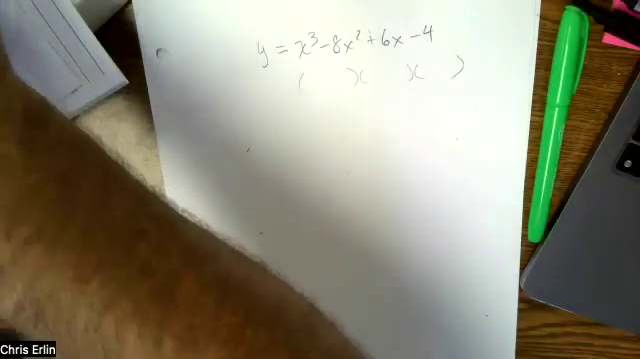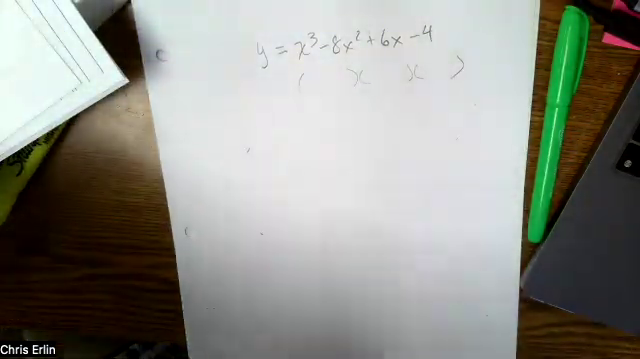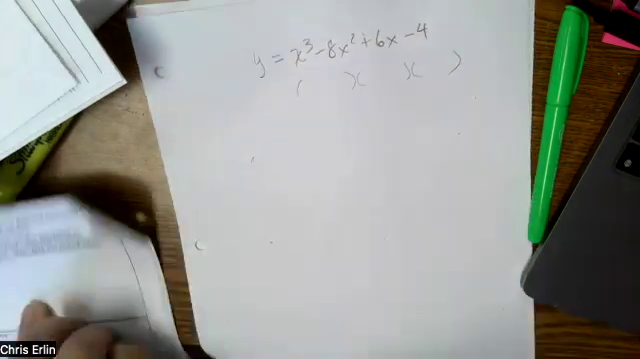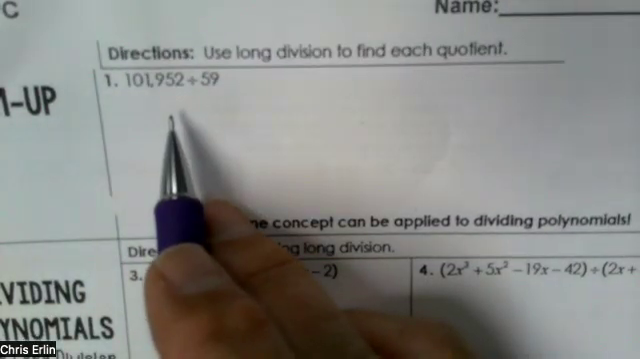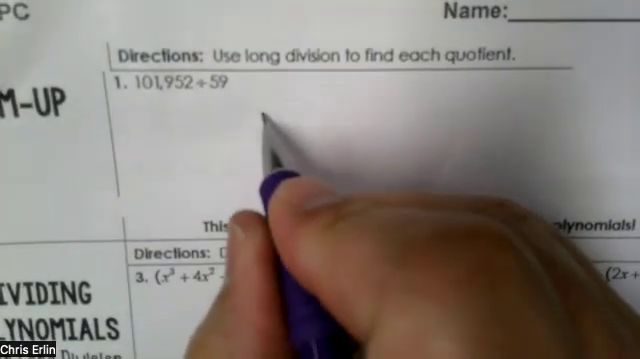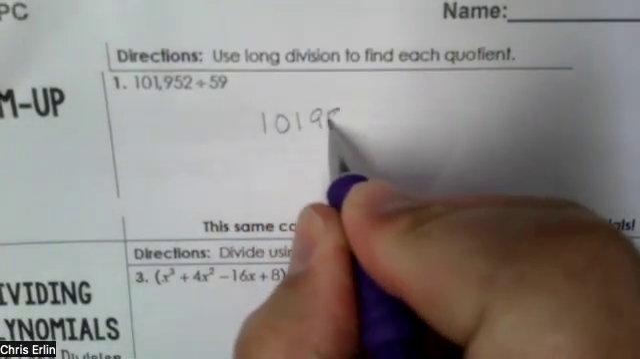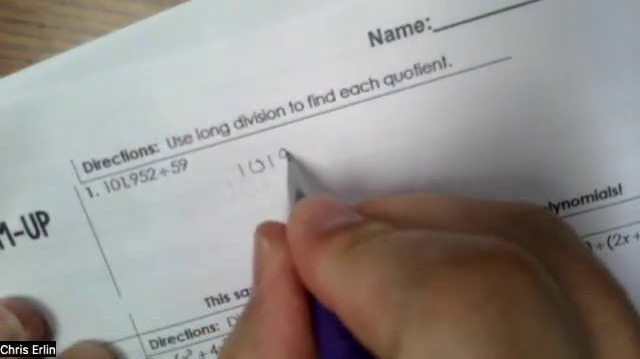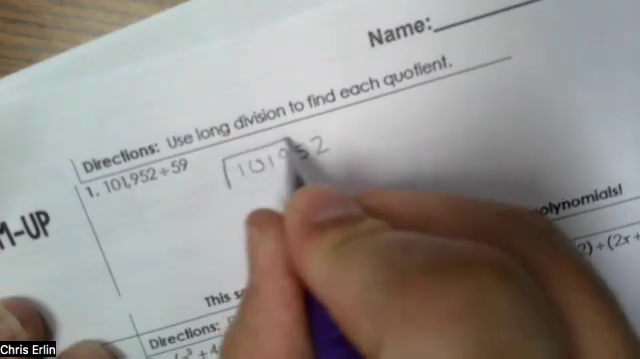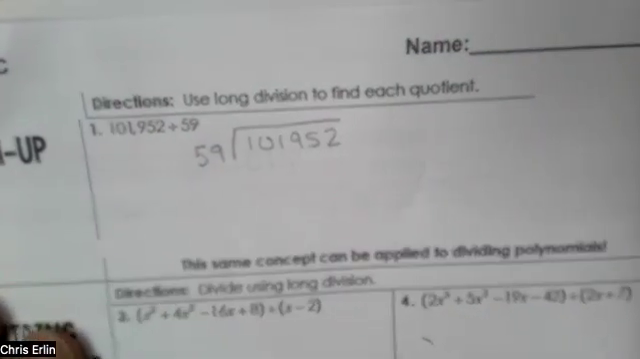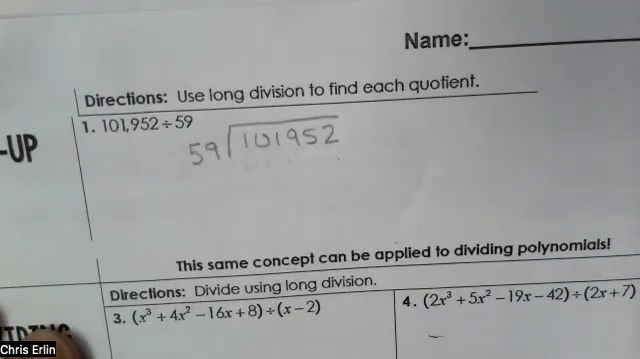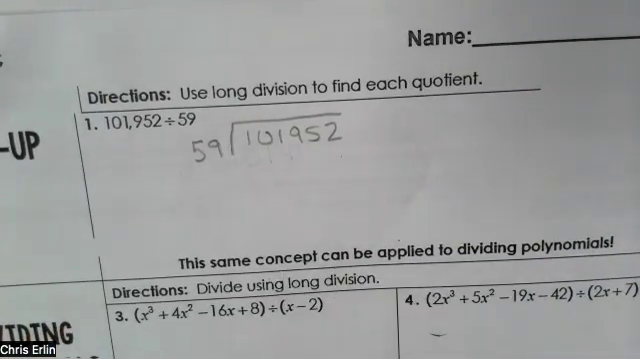So take a look at what I've given you today. And let's make sure we know how to divide. Do you remember how to divide? Long division. So I'm going to express this as 101,952. Actually, I'm going to make sure it's near the top. 101,952 divided by 59. And I need to go through this really carefully. What's my first step?